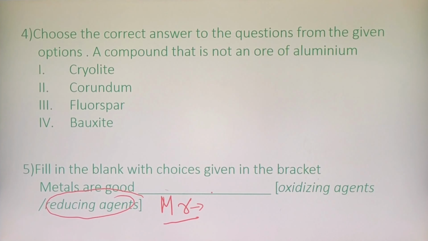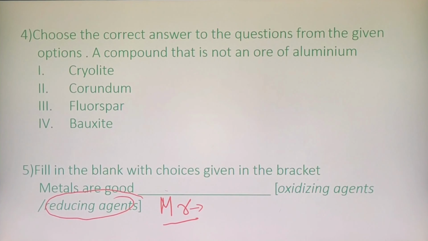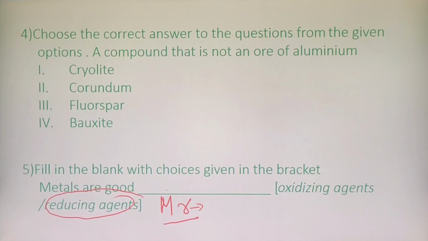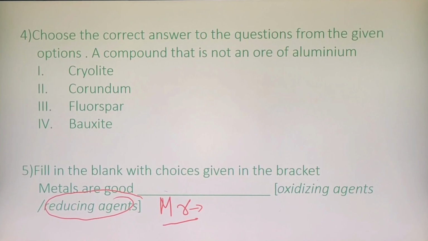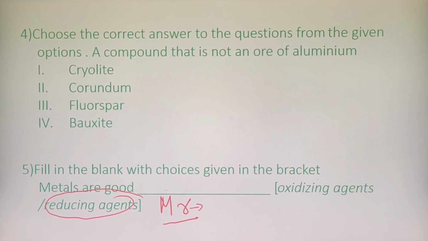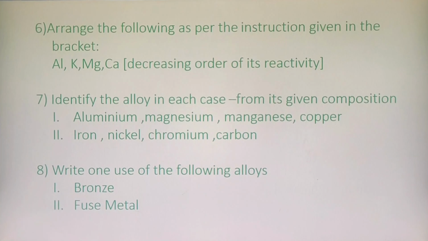So what is the full form of MR, children? It is metals are very, very good reducing agents. Either they remove oxygen from the other compound or they remove hydrogen from the other compound. Am I clear? So please do remember this. Metals are very, very good reducing agents. Please do remember this. Next question.